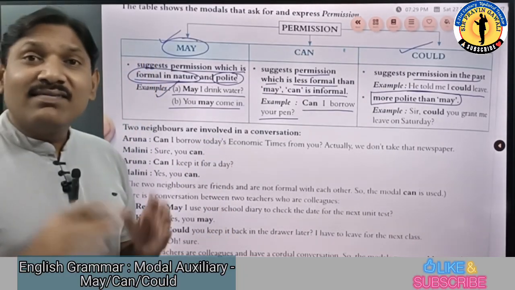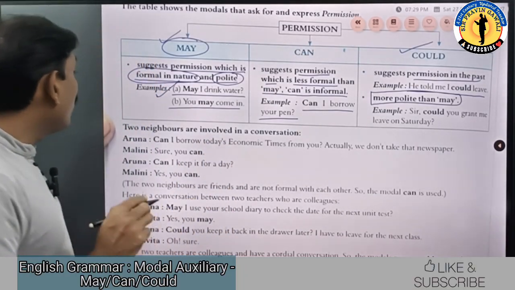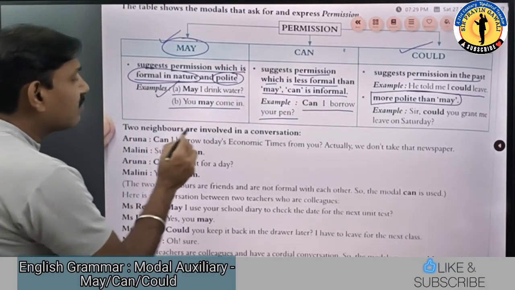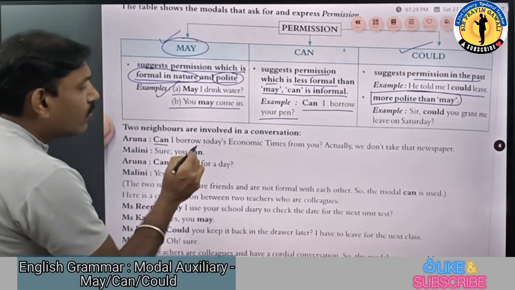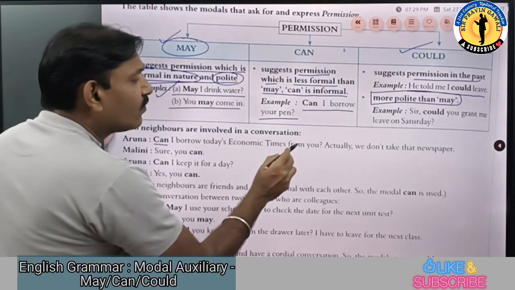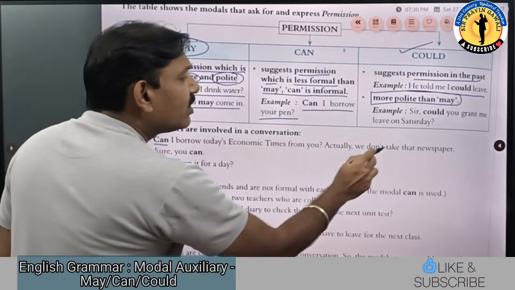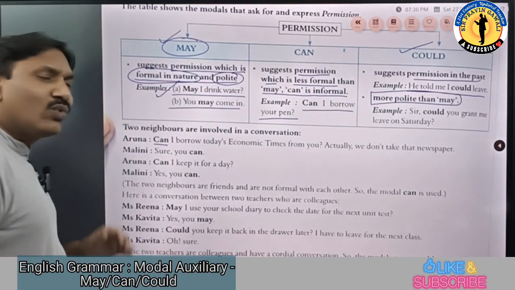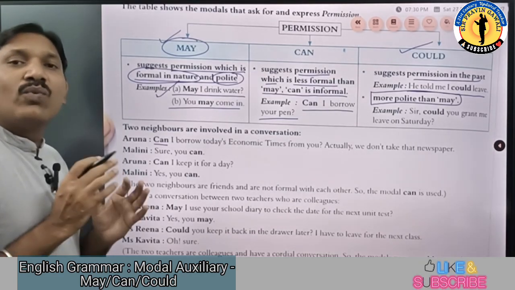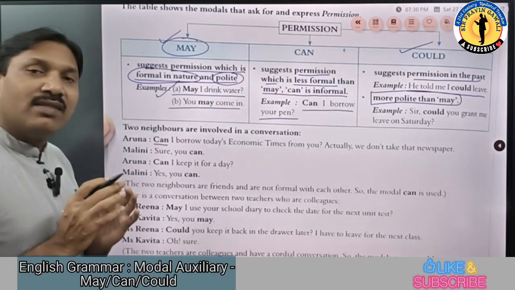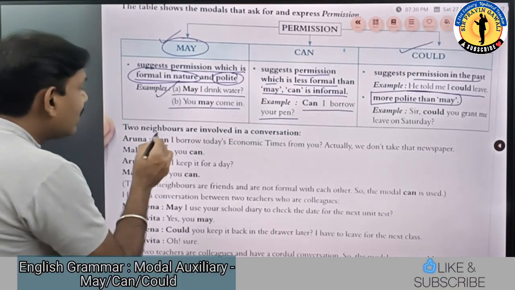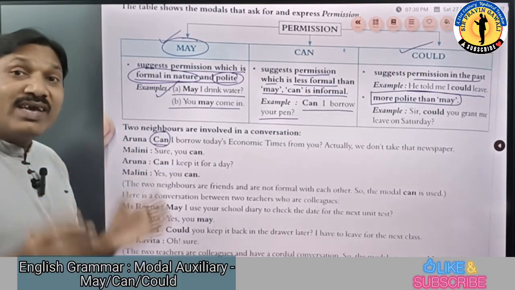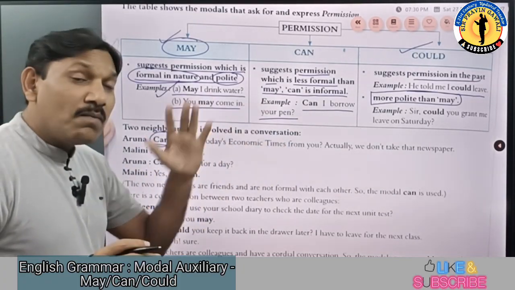Now, students, let's have a conversation for more comprehension. See, two neighbors are involved in a conversation. For example, Aruna: Can I borrow today's Economic Times from you? Malini: Actually, we don't take that newspaper. So two neighbors are speaking here. Whenever neighbors speak together, it may be more informal. So can is used here. Can I borrow today's Economic Times from you?